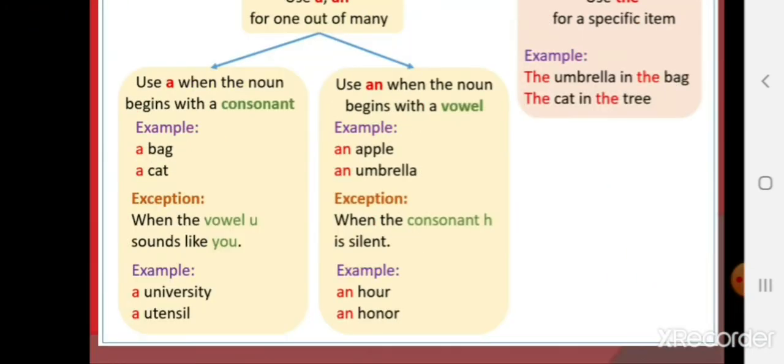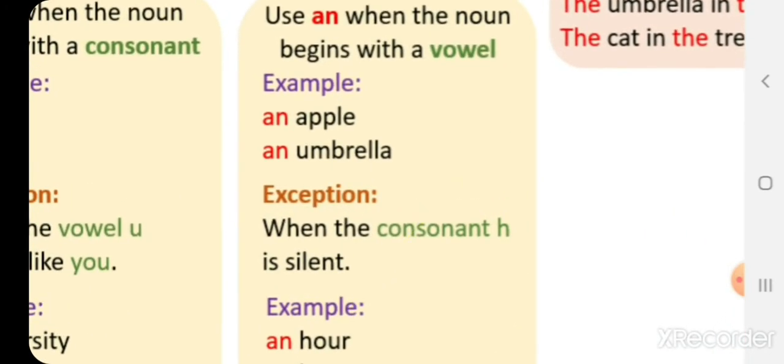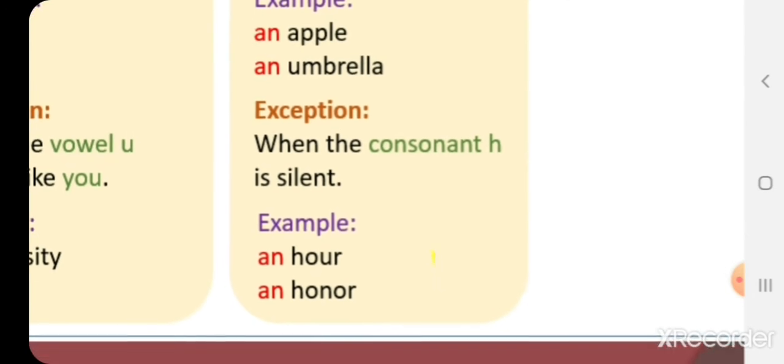Now let's take an. Use an when the noun begins with a vowel sound. For example, an apple, an umbrella. Now when the consonant H is silent, when the letter H is silent, then we use an. Like an hour, an honor, an honorable.